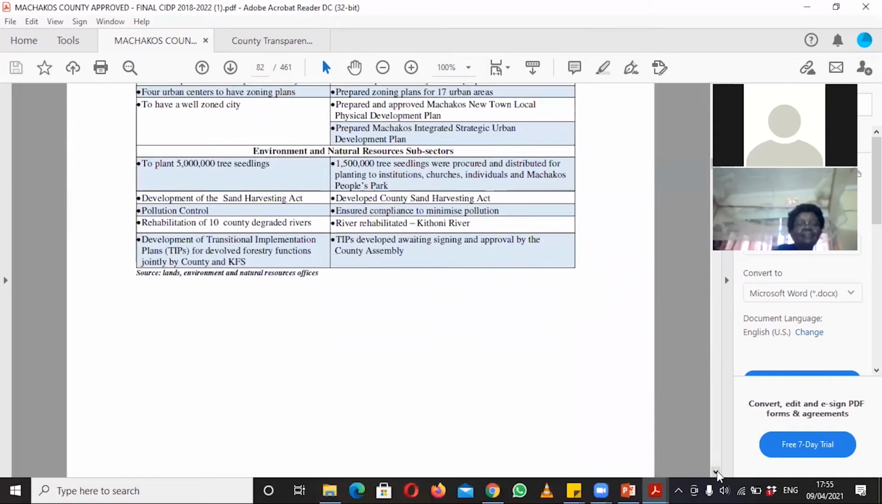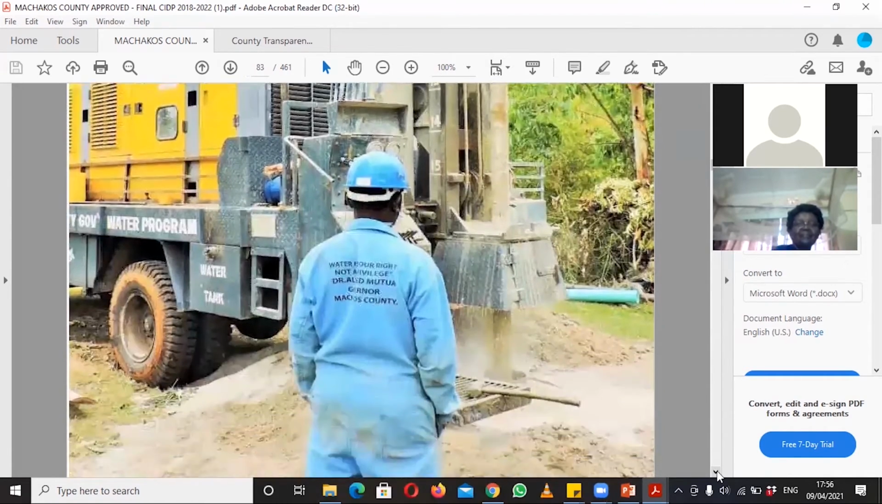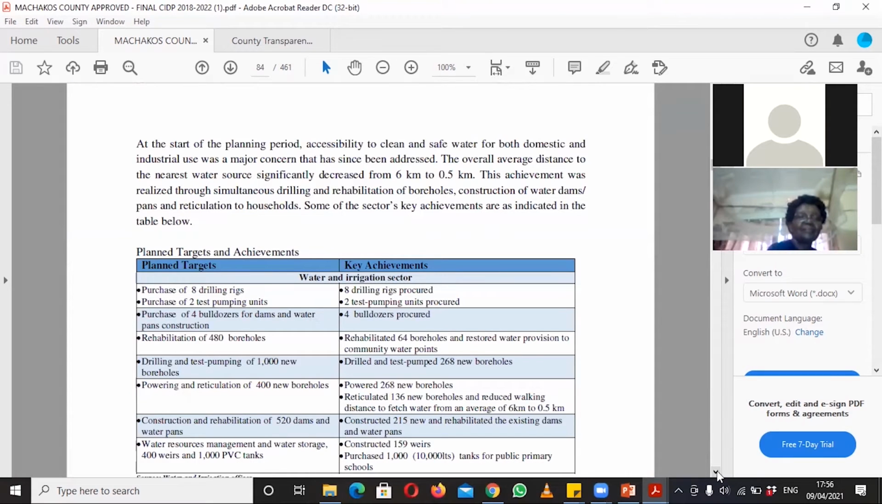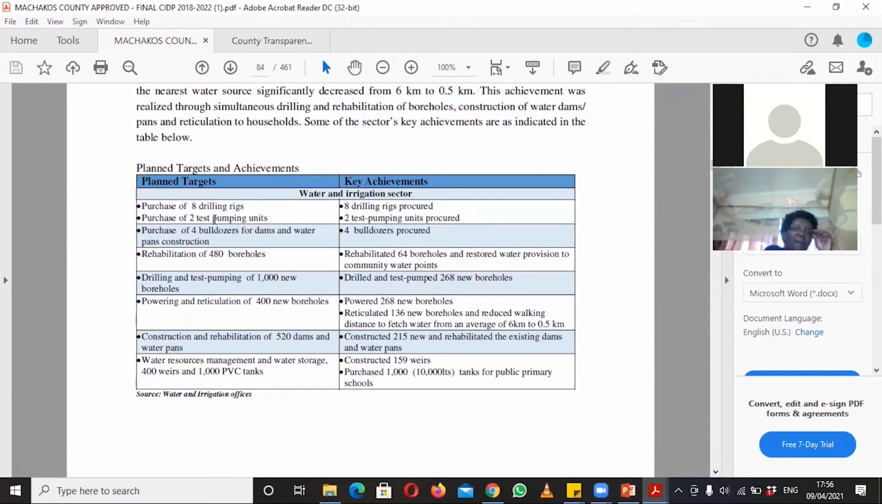So now with regard to water, I wanted us to look at water because that is something you had expressed interest in when we were going through priorities. So here are these, and you can verify whether it is done. They said purchase of 8 drilling rigs and purchase of 2 test pumping units. They are saying 8 drilling rigs procured, 2 test pumping units procured. I wish they had stated where, so that we can at least do follow-up.